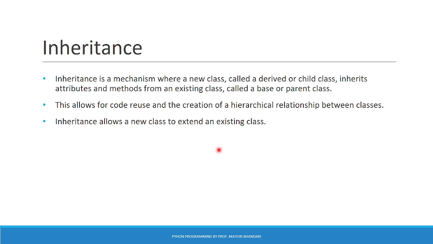Then the next concept we have is inheritance. Inheritance is a mechanism which allows us to reuse the class, right? A new class, which is called a derived class or child class, inherits the existing class. That existing class is called a base class or parent class. This allows for code reuse and the creation of hierarchical relationships between the classes.